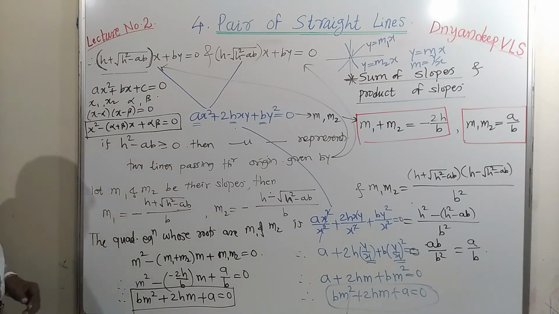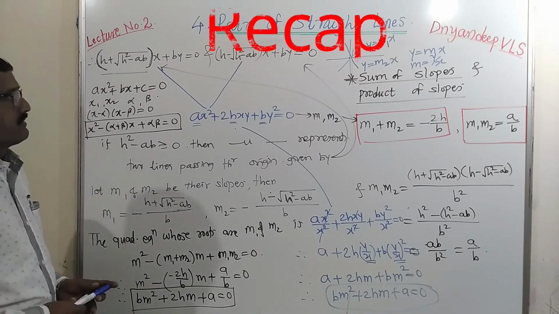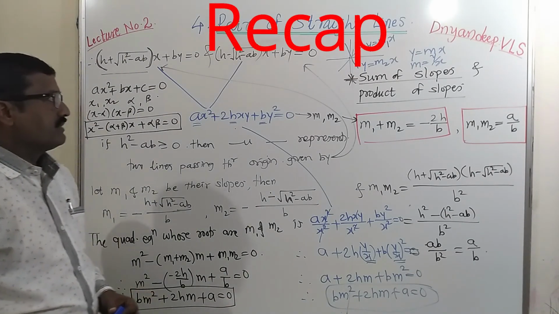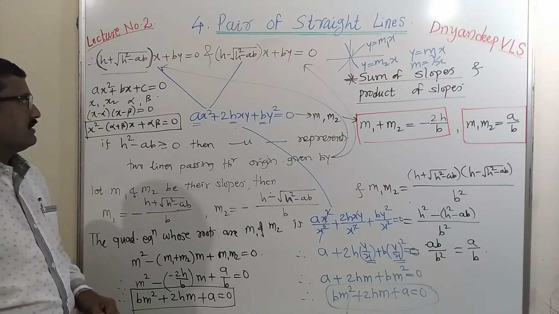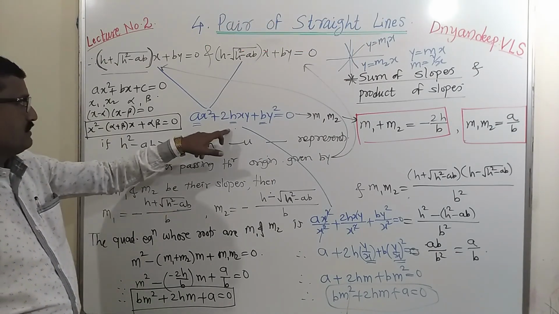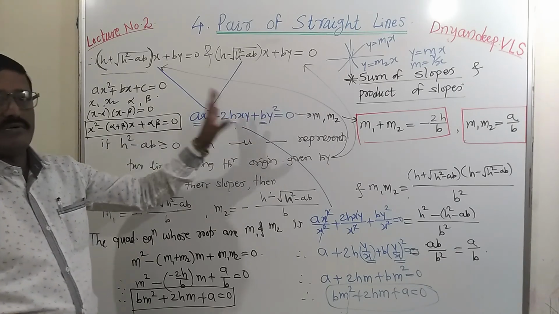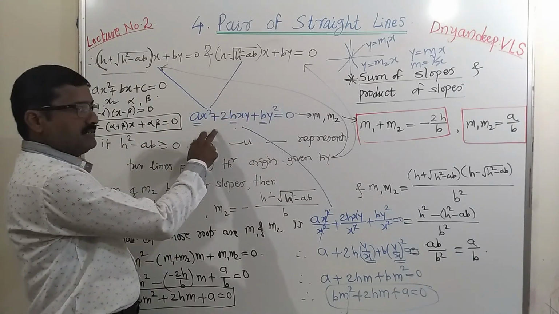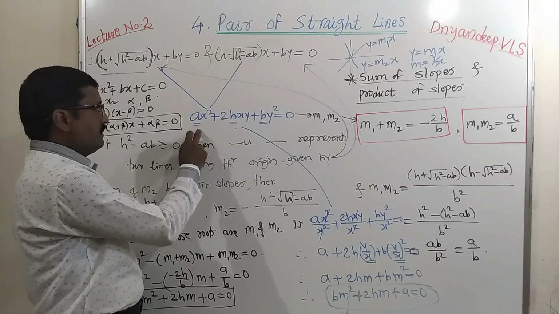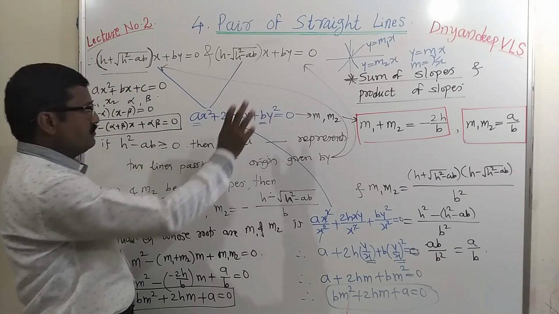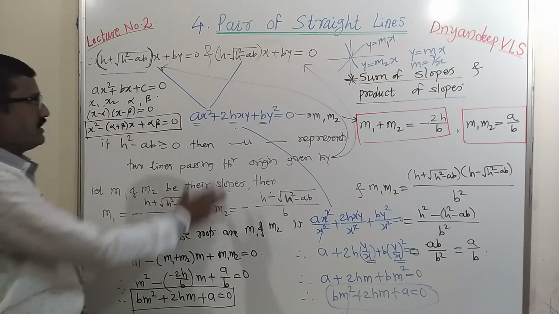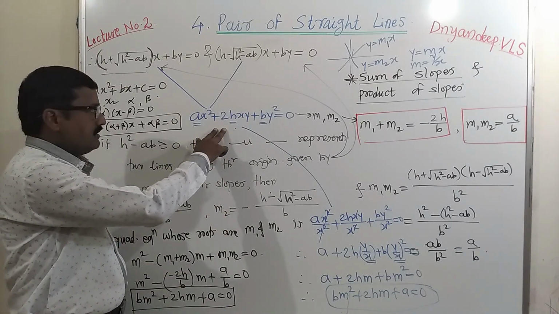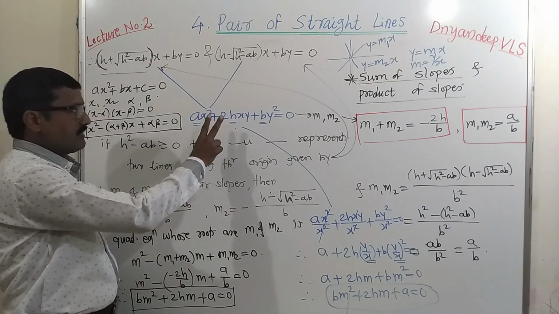Okay. Now, in this lecture, what have we learned? Let's recap. Initially, we learned that the equation ax square plus 2hxy plus by square equal to 0 is the combined equation of two lines. In general, ax square plus 2hxy plus by square equal to 0 represents two lines passing through the origin.